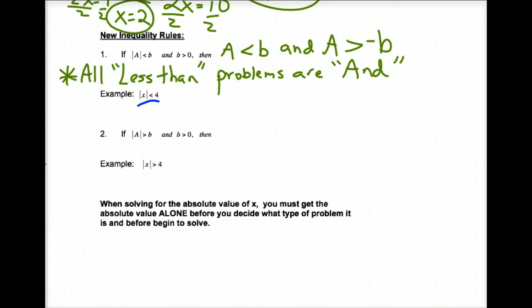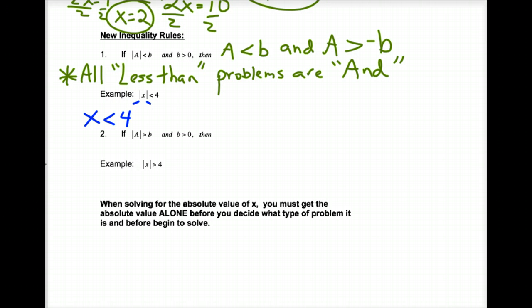All right. But here's how we're going to do this. Real similar to the equations. It's going to break up into 2 problems. Draw your 2 little branches down from your absolute value symbols. You're going to write your first one just the way you see it right off the bat. X is less than 4.